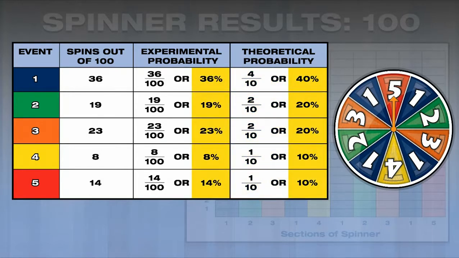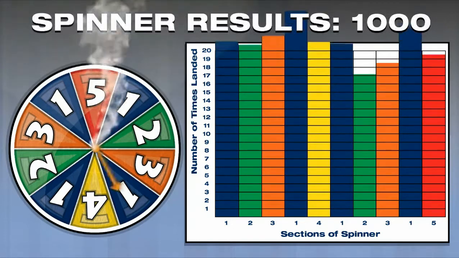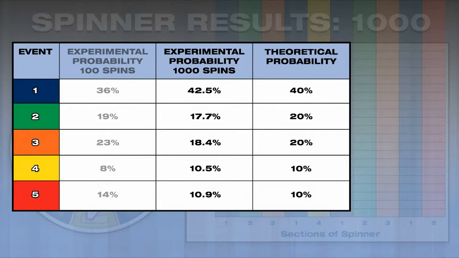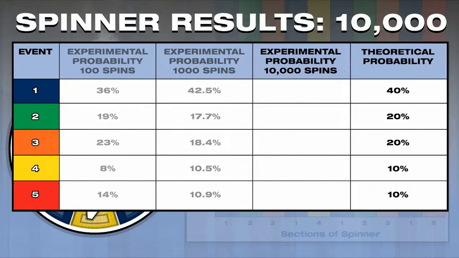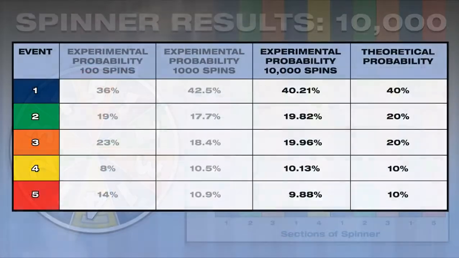Notice the experimental and theoretical probabilities are close, but not exactly the same. We've looked at 100 spins, but watch how things change after 1,000 spins. The experimental and theoretical probabilities are even closer. Look at 10,000 spins. That'd be a long game. The more spins or trials there are, the closer the experimental probability should be to the theoretical probability.